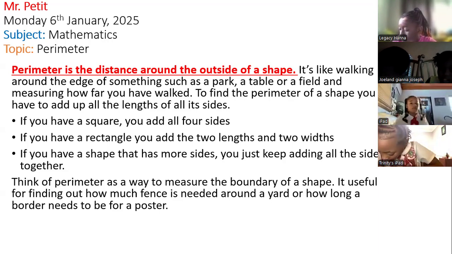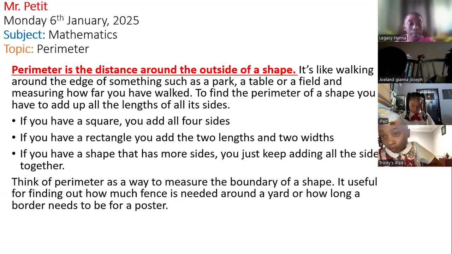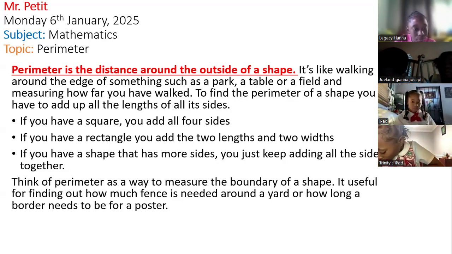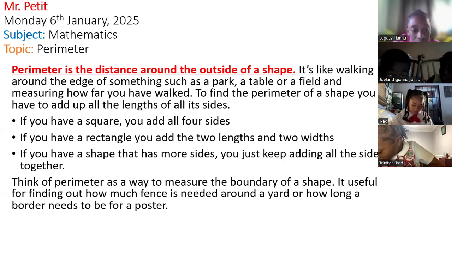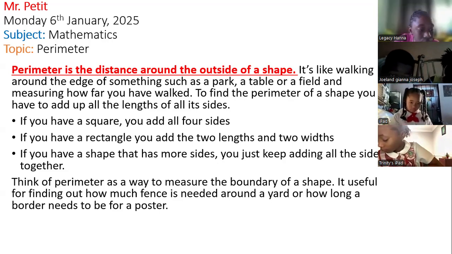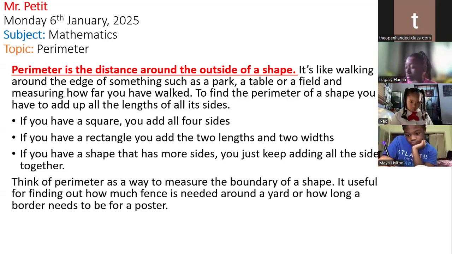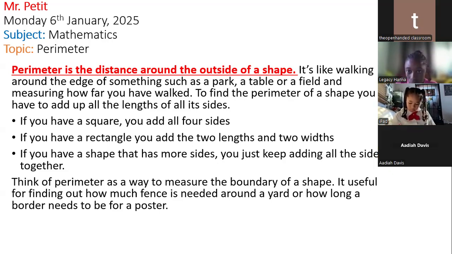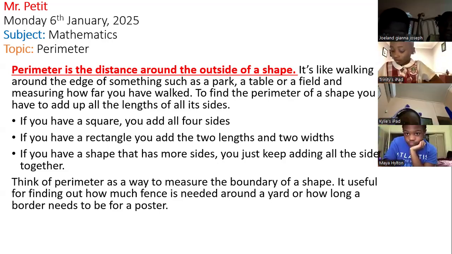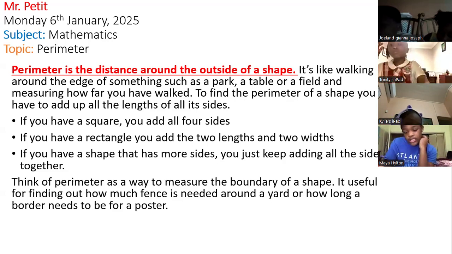Very good. Legacy, if we have a square, in order to find a perimeter, what must we do? If you have a square, you add all 4 sides. Very good. And Adia, if we have a rectangle, what would we have to do? If you have a rectangle, you add 2 lengths and 2 widths. Very good. And anyone can answer this. If we have a shape that has more than 4 sides, say 5 or 6 sides, what are we going to do in order to find the perimeter? Just keep on adding all the sides together.